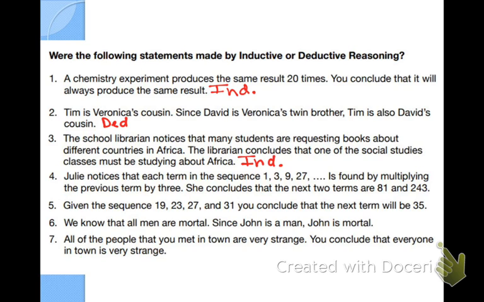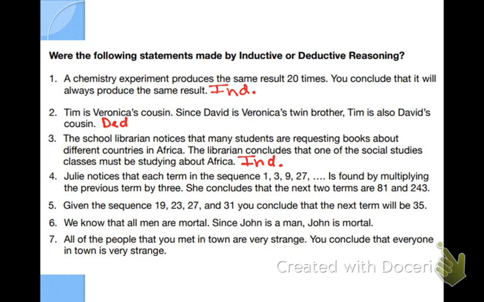Anyway, so number 4. Number 4 is probably the hardest one because of the way it's worded. It wouldn't be like this on the quiz or test. It would be very obvious which one you would use. This one can kind of go either way, but I'll explain why I decide the reasoning I decide. Julie notices that each term in the sequence 1, 3, 9, 27 is found by multiplying the previous term by 3. She concludes that the next 2 terms are 81 and 243.